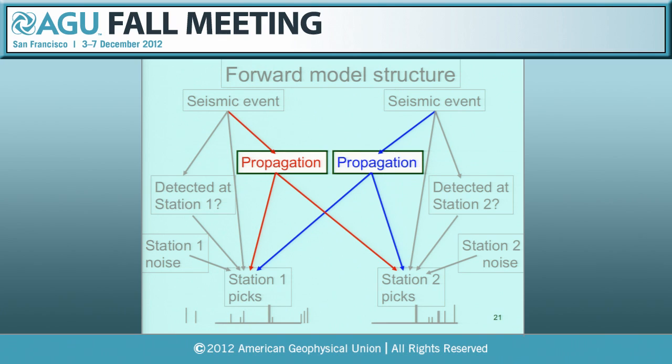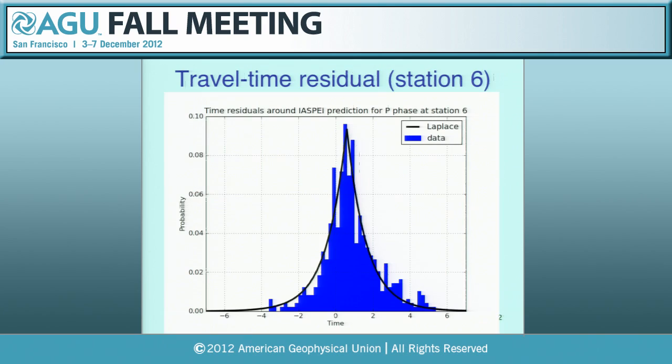The propagation, so travel time is the main thing you're concerned about. And we take the ISP model, and then we have a Laplacian residual distribution. And so here we have a particular station. We see that the Laplacian residual distribution is slightly biased away from 0, so a late arrival in this case, compared to ISP at that station.